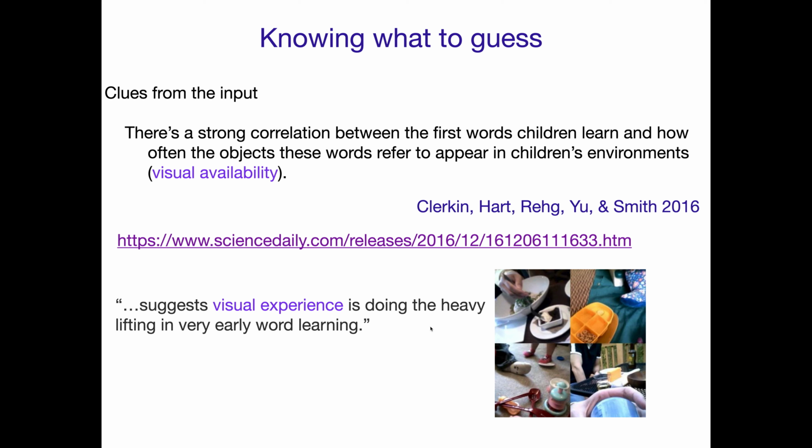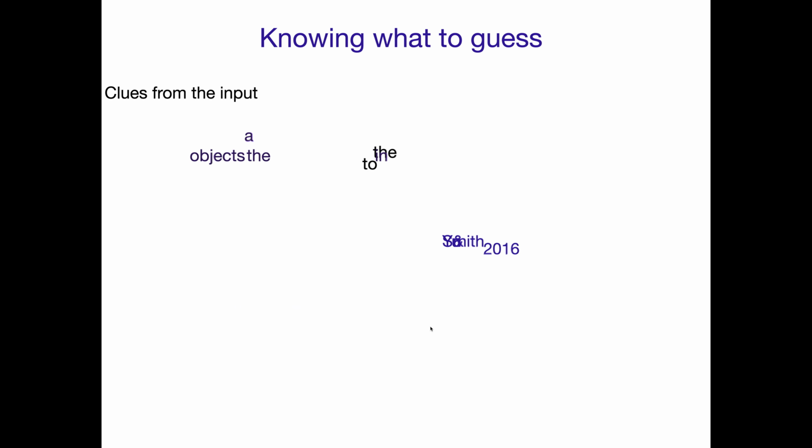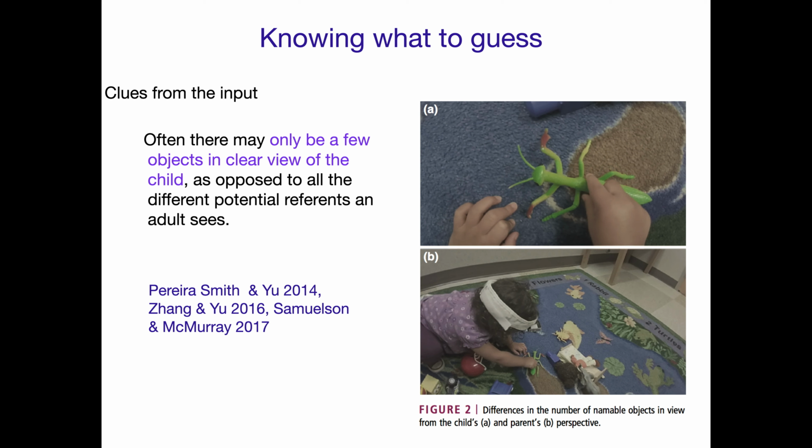Of course, that's for children who can see; for blind children, a different process occurs. But for children who can see, the visual salience, what they can see in their immediate visual field, is very focusing in terms of what a word might refer to. And in fact, something that's particularly notable is there really may only be a very few objects in clear view of the child. So this is a kid who's got a little camera, like a GoPro, mounted on her head just so you can really see what she's seeing.